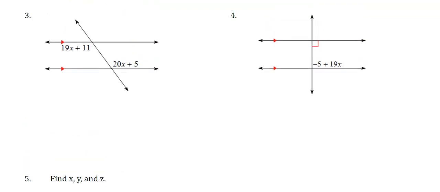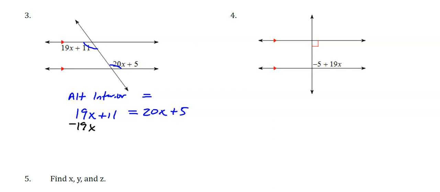So just some basic relationships, parallel lines. All right, now we get into some algebra. So I have to actually set these up and solve these. So first thing I need to understand is what pair they are. Well, the 19x plus 11 is this obtuse angle. The 20x plus 5 is this obtuse angle. Since those two are alternate interior, and alternate interior angles are always equal to each other, I'm going to set up an equation and solve it. 19x plus 11 has to have the same degrees as 20x plus 5.